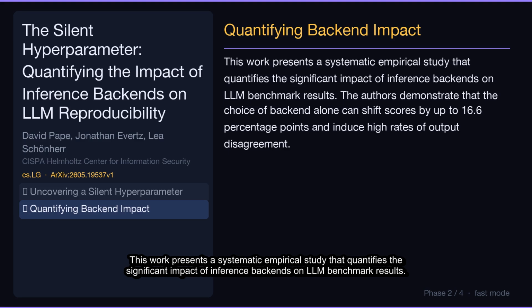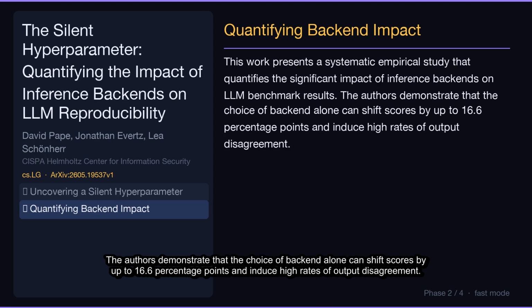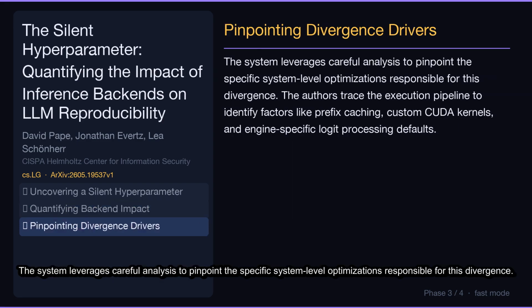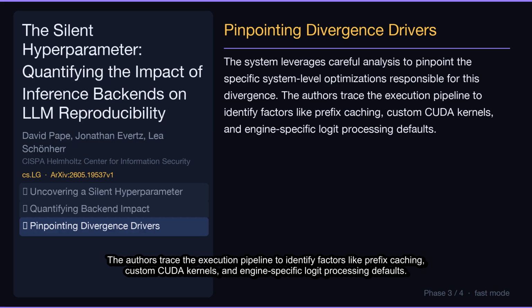This work presents a systematic empirical study that quantifies the significant impact of inference backends on LLM benchmark results. The authors demonstrate that the choice of backend alone can shift scores by up to 16.6 percentage points and induce high rates of output disagreement. The system leverages careful analysis to pinpoint the specific system-level optimizations responsible for this divergence. The authors trace the execution pipeline to identify factors like prefix caching, custom CUDA kernels, and engine-specific logit processing defaults.